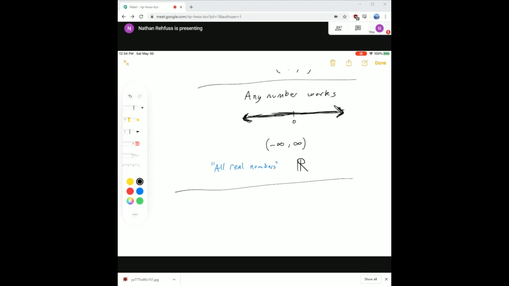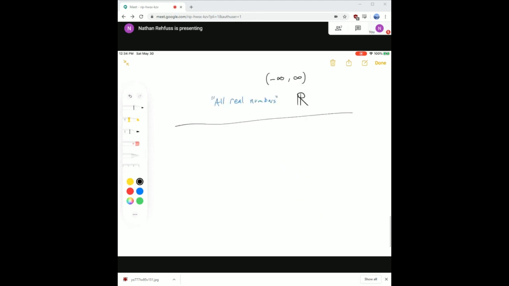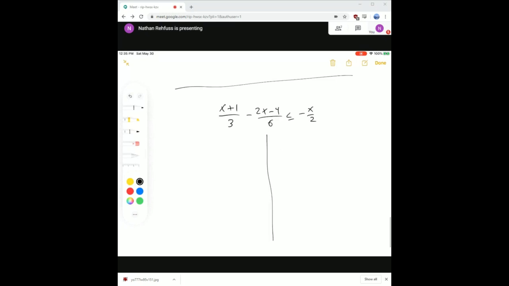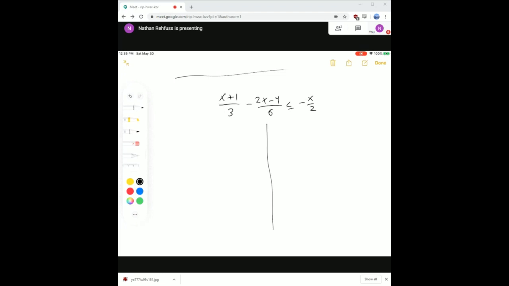Okay. Woo, that's fancy. All right, my next example is a little bit extravagant. It says (x + 1)/3 - (2x - 4)/6 is less than or equal to -x/2. Now, I want to show you 2 solutions to this one because the way that I prefer to solve it is a little bit fast and it makes some people uncomfortable. So I want to show you a slower way and then a faster way. So pick the speed that you're most comfortable with.